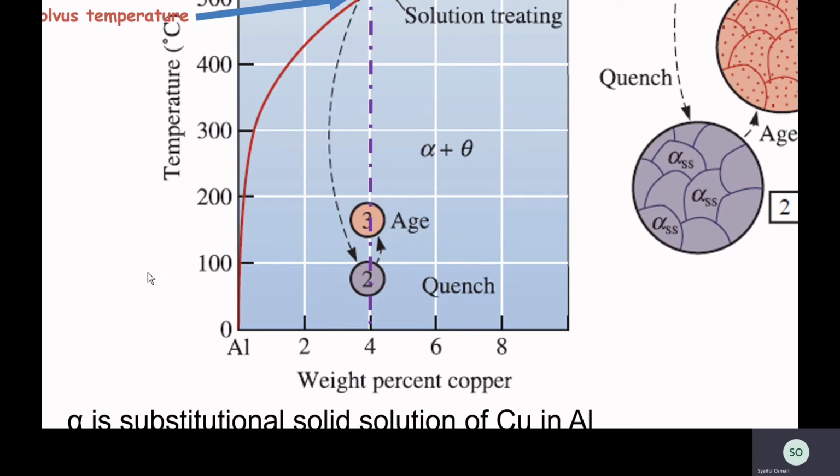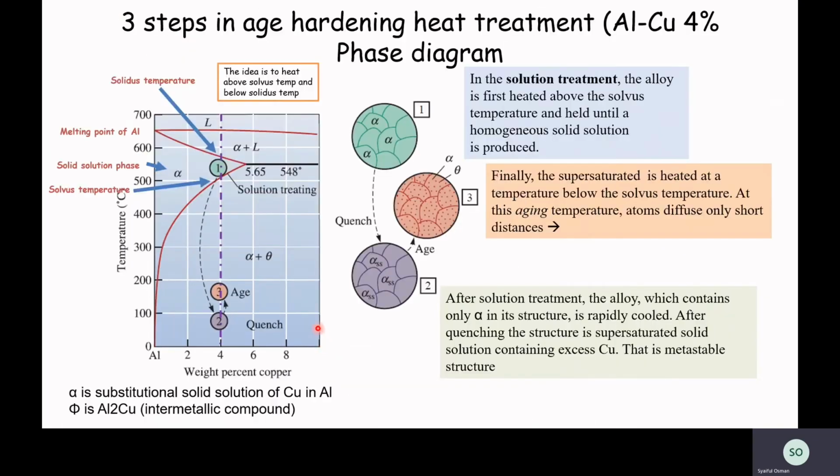The supersaturated solution is heated at a temperature below the solvus temperature, and at this aging temperature, the atoms will diffuse only a short distance, and what we will get is ultra-fine, uniformly dispersed second-phase precipitate particles.